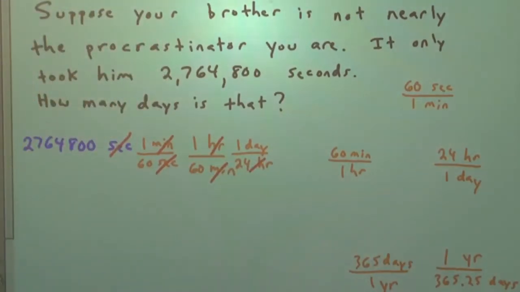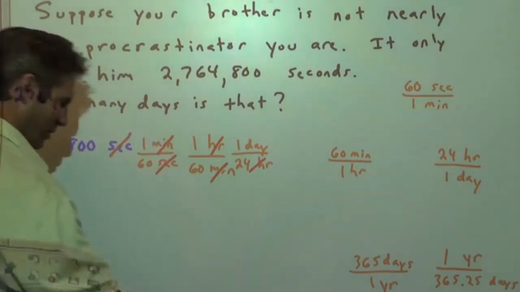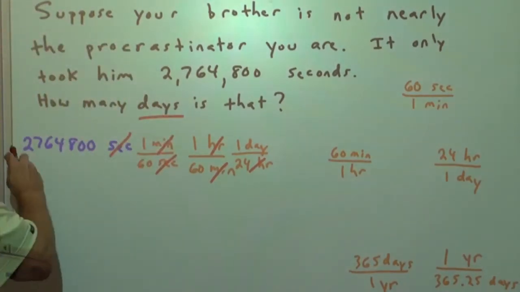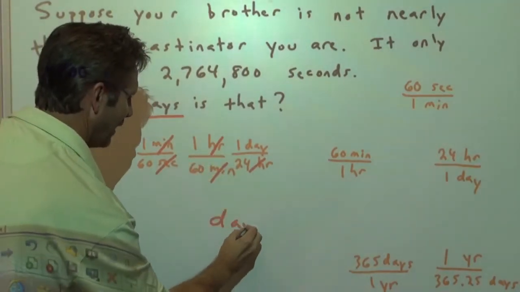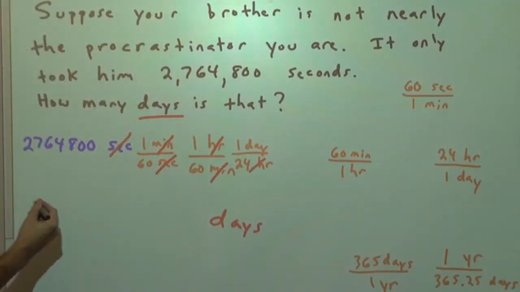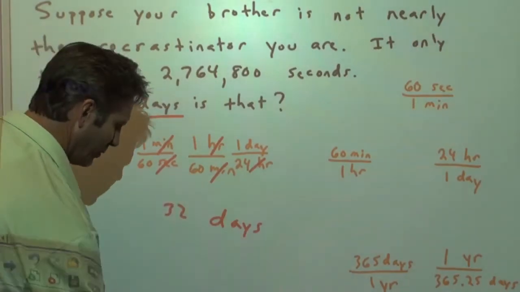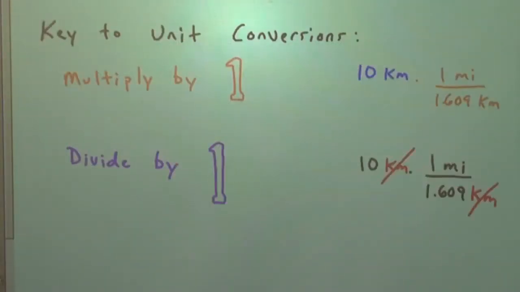And there it is. Our final answer is going to be in days, because that's what we were after. So we multiply all this together, divide by this guy here. Our final answer is in days. And if we do this correctly, we should end up with 32 days. There it is. That's unit conversions.